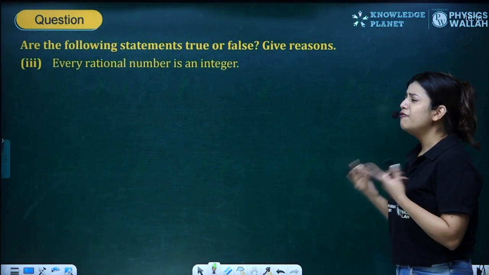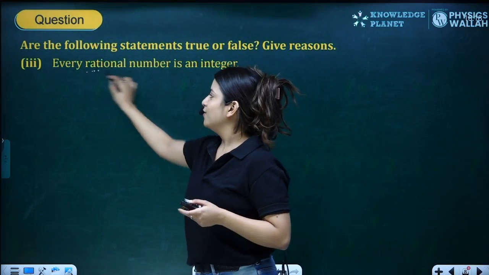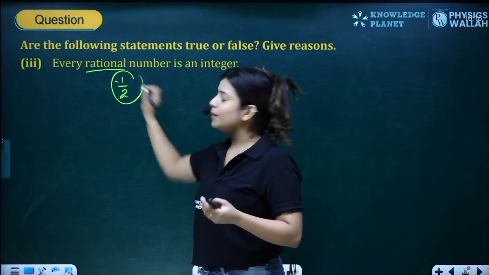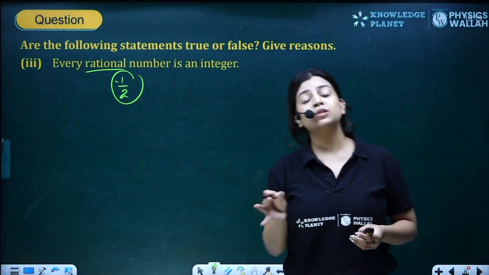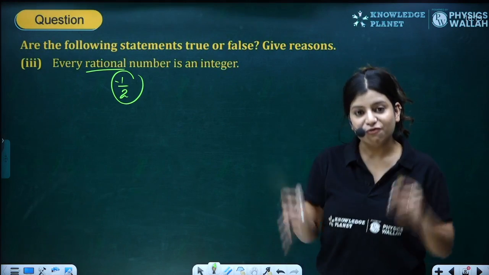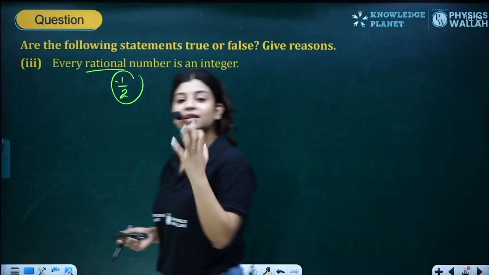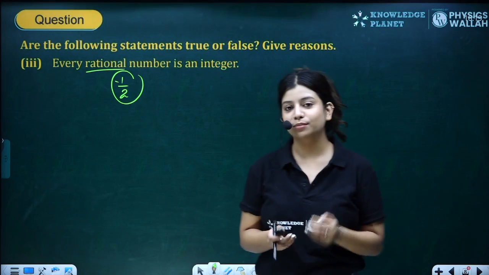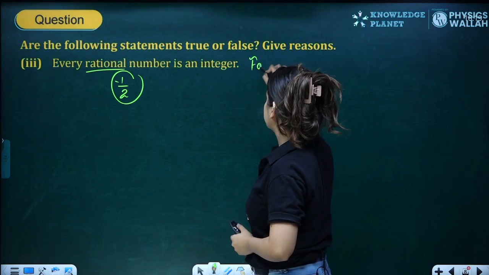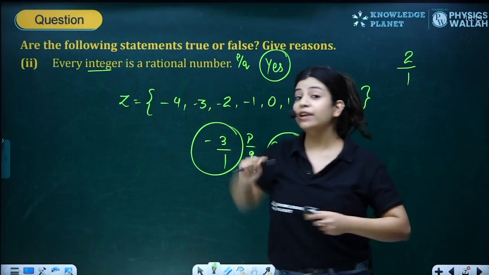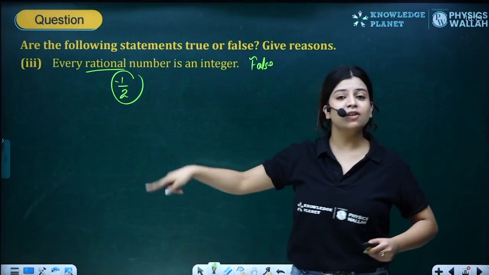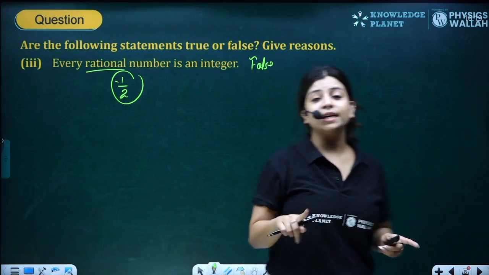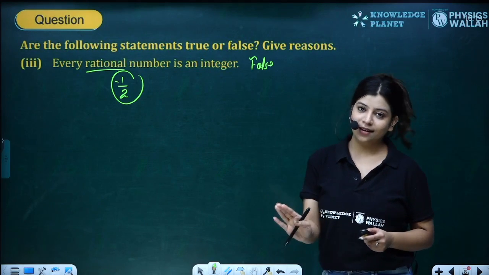The next statement: every rational number is an integer. If I give you an example, say minus 1 by 2. Minus 1 by 2 is a rational number, right? But minus 1 by 2 is not an integer. Why? Because integers only include numbers like 0, 1, 2, 3, negative 1, negative 2, negative 500, but no fractional or rational numbers. So this statement becomes false. From here we can see the relation: every integer is a rational number, but every rational number is not an integer. So we have to be clear on the concept to crack such questions and to understand the language.